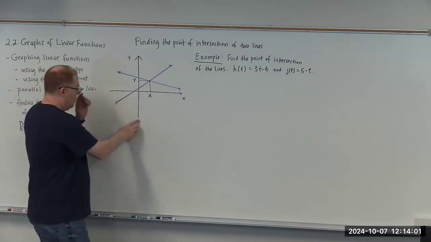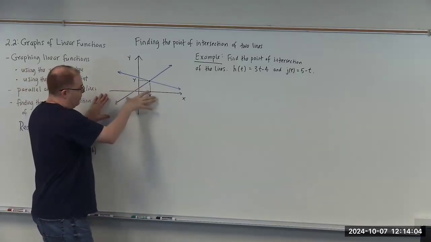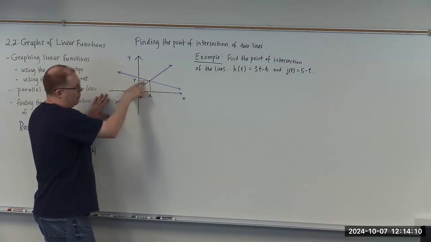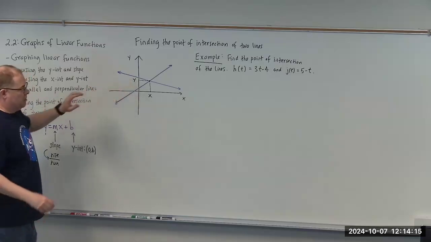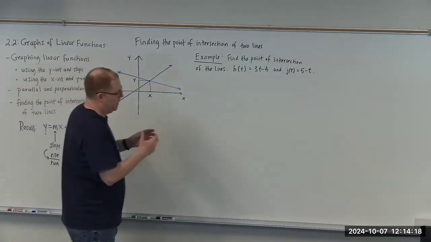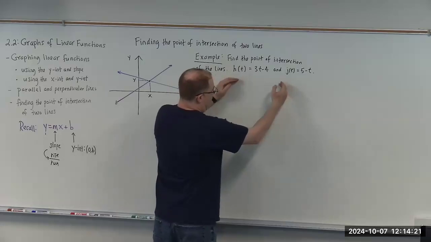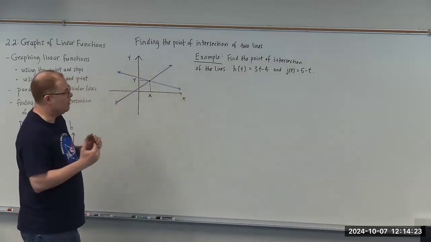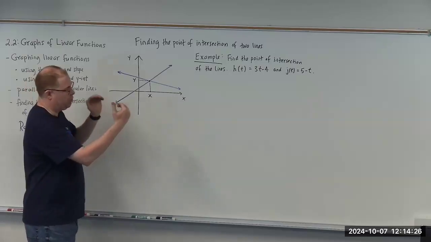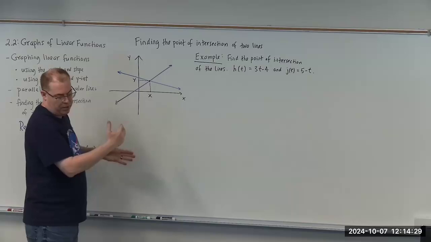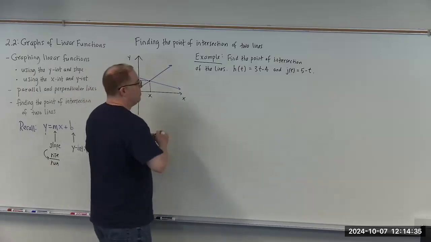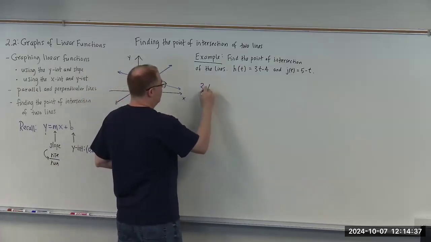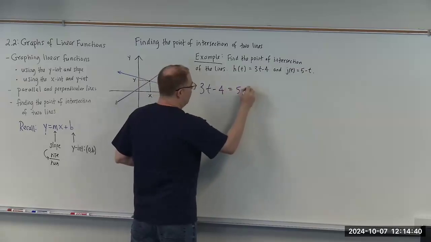Okay, so again, going back to this idea, for this input of x, the two lines intersect right here, which means that they have the same output value, namely y. So the idea is that we can take these two and set them equal to each other. We're forcing them to have the same output, and then we can figure out what the t value is that will give us the same output. Okay, so let's do that. So we're going to take 3t minus 4 and set it equal to 5 minus t.